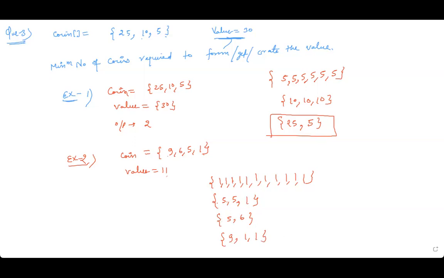Out of those possibilities, this particular one will give us the minimum number of coins. So here the expected output is nothing but 2. Correct? Does anyone have any doubt in this question? No, sir. Take a screenshot of this question as well.